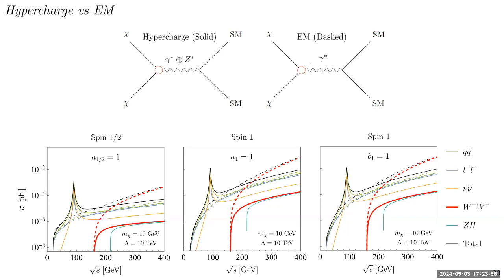Here, what I want to focus on is only the red line. The red line corresponds to the double boson pair production channel. The dashed line corresponds to the electromagnetic interaction, and the solid line corresponds to the hypercharge interaction. As you can see, the high energy behavior is better in the case of the hypercharge interaction. What is the reason?